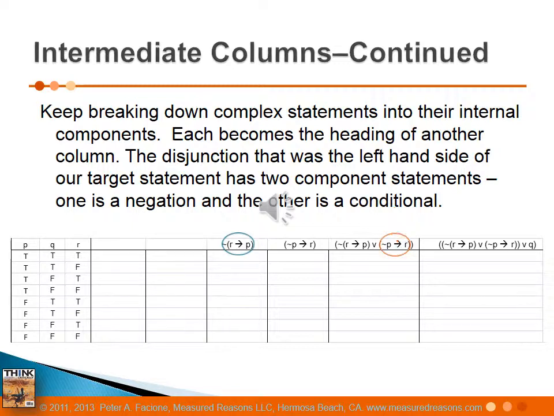Whenever we want to know the value of a complex formula in a truth table, we know that we must find the values of its component parts. In this example, we take the disjunction, which is itself composed of two formulas, and break out those two formulas so that each becomes the head of its own column. One, as it turns out, is the negation of a conditional, and the other is a conditional statement that has the negation of P as its antecedent.